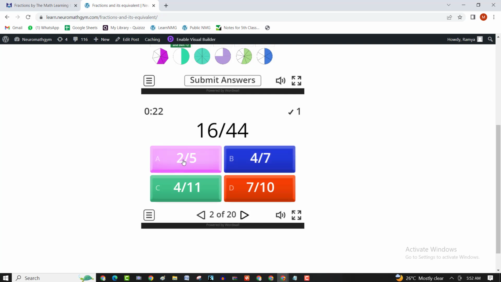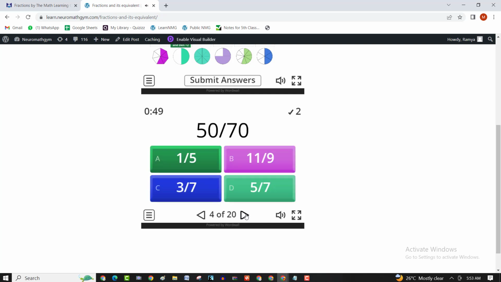You just see here 2 by 5. Here 16 by 44. What is a common number between this 16 and 44? You have to think and select. 44 means in which table we will get 44? Yes, 11th table I will get, right? So 11 into 4 gives me 44. Same we check in the numerator, 4 into 4 gives me 16. So 4 by 11 and 16 by 44 is equivalent.